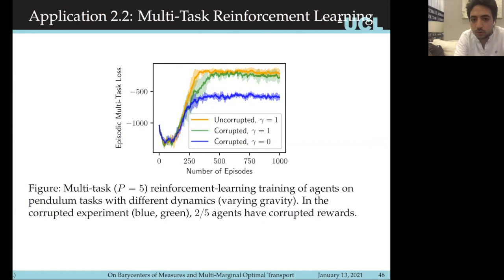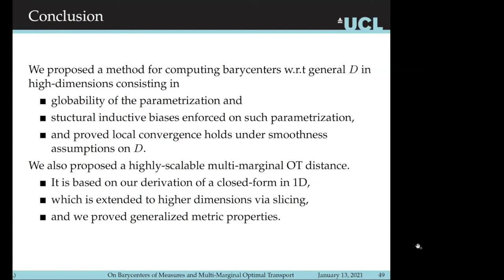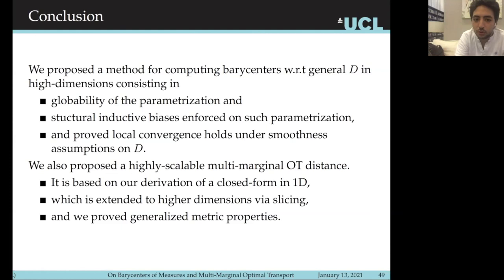Right. So today we proposed two methods for solving two different problems in optimal transport. The first one was how do we average probability measures in high dimensions? And we discussed the fact that it's a really hard problem. There is no miracle solution, but all probability approaches didn't scale. And what we show is that if we have structural knowledge on the solution, what we can do is have a global parameterization and enforce inductive biases through this global parameterization. And we propose an algorithm, and we prove local convergence of the algorithm under assumptions on the distance. But it's pretty general and pretty scalable with the dimensions.